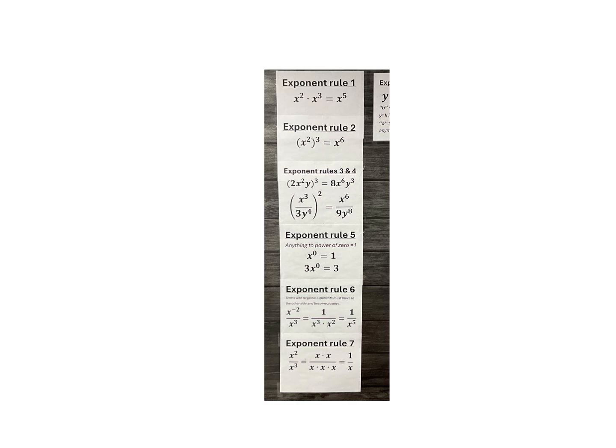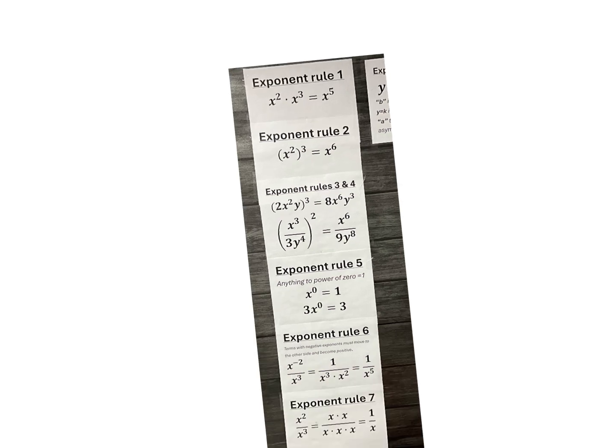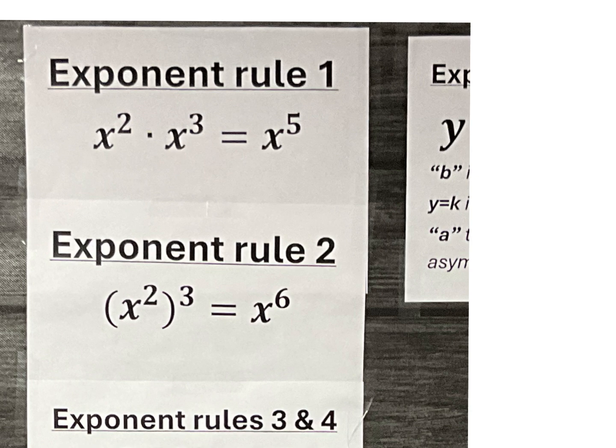Okay, so we need to review these 7 rules of exponents. I'm pretty sure everybody understands number 1. x to the second times x to the third equals x to the fifth. You have to have the same base in order for you to add the exponents, okay? That's why 2 plus 3 is 5, so x to the fifth is your answer right there.